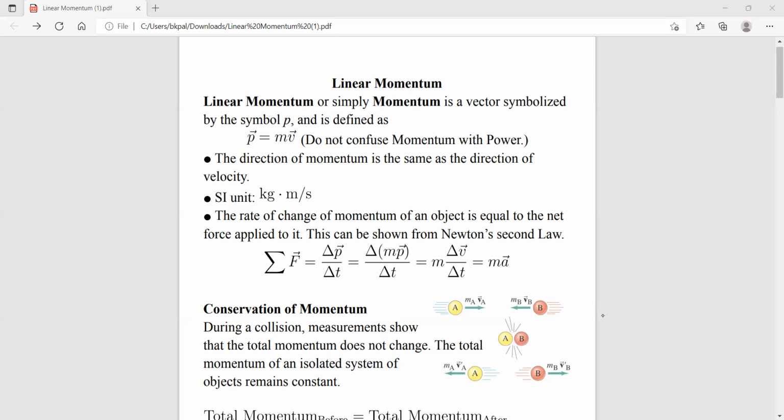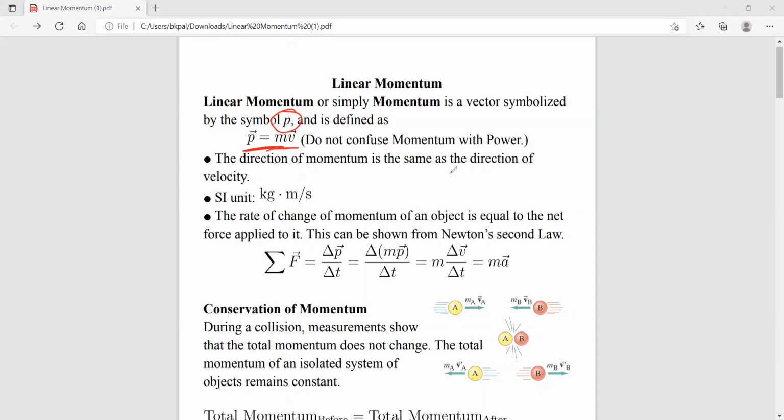Linear momentum, or momentum, is just the product of mass and velocity. Okay, so here you see momentum. We use the symbol small p, and small p is equal to mass times the velocity. Because velocity is a vector quantity, and because momentum is just proportional to the velocity, momentum is a vector quantity. Because of this relation, momentum is a vector quantity.